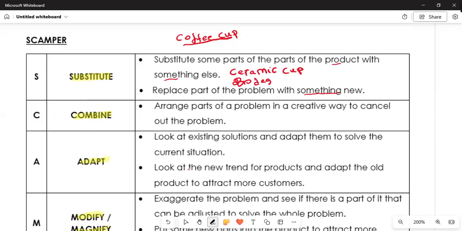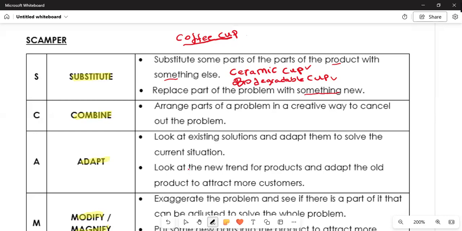Biodegradable cup. To make it eco-friendly, we were using this ceramic cup. So now we are going to replace it with a biodegradable cup so that we make it what? Eco-friendly. You see, now we have substituted our product with something else.